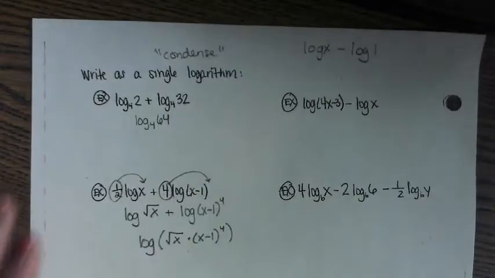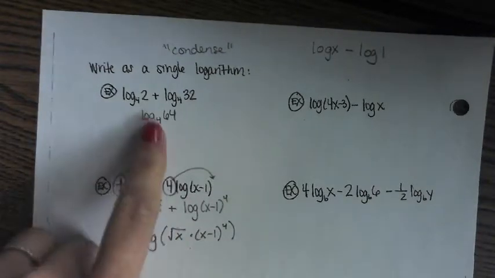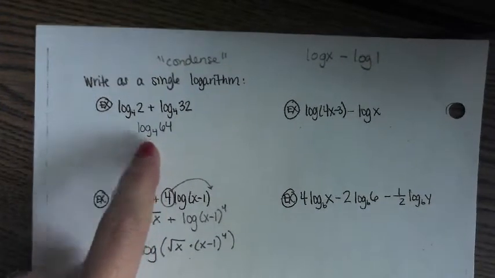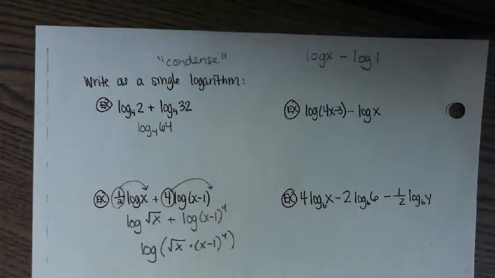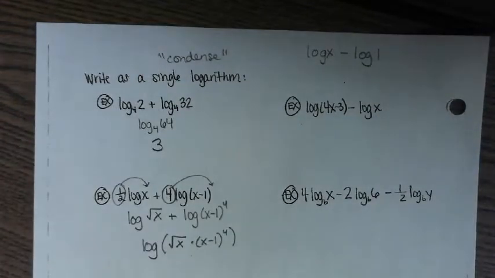Yes? Jalen. Oh, no. Yeah. Just leave it like that. Okay, let's go back to the first one. We can simplify that more than just log base 4 of 64. Maria, what's that? 3. 4 to what power gives you 64? 3.